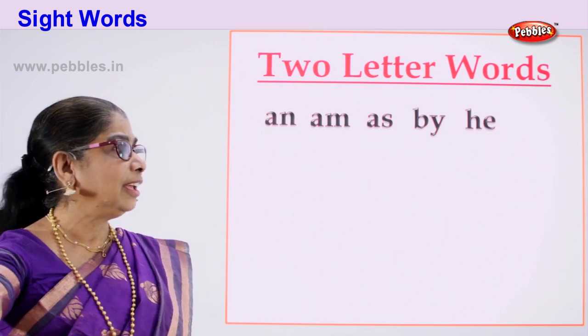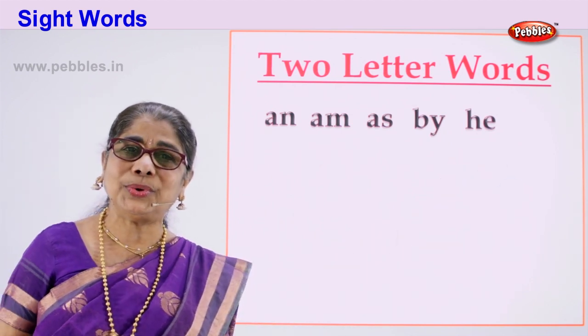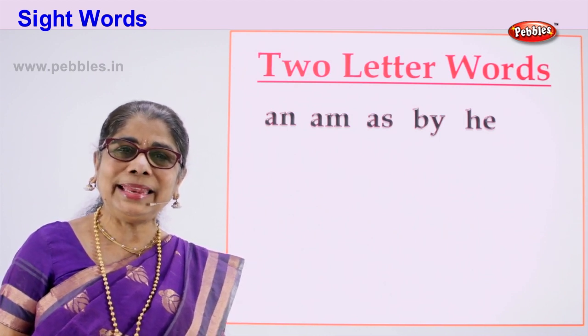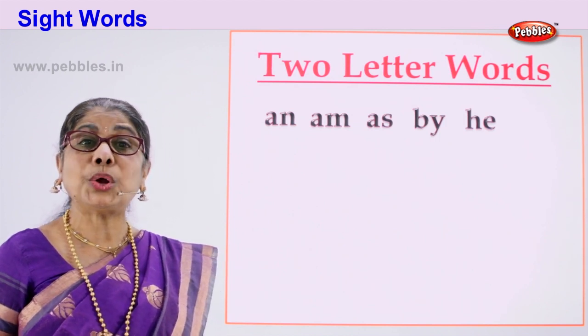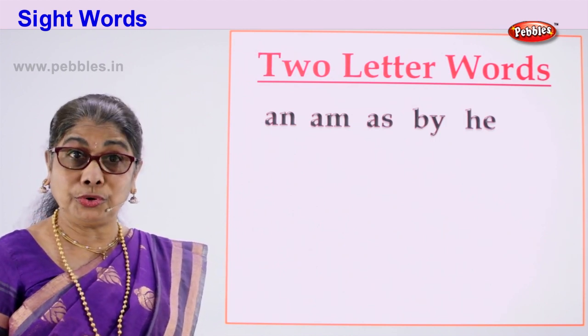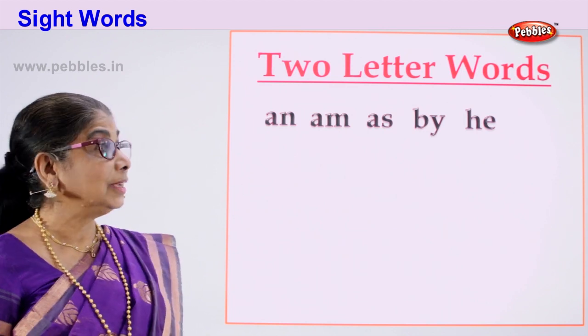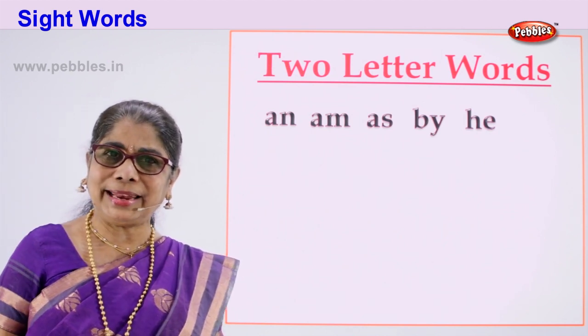Read it quickly. Good. He is always early to school. He's a good boy. He's a smart boy. He does excellent work in the class. His handwriting is beautiful. Good. He's always early to school. So now we learned 5 sight words. Shall we look at the next one?